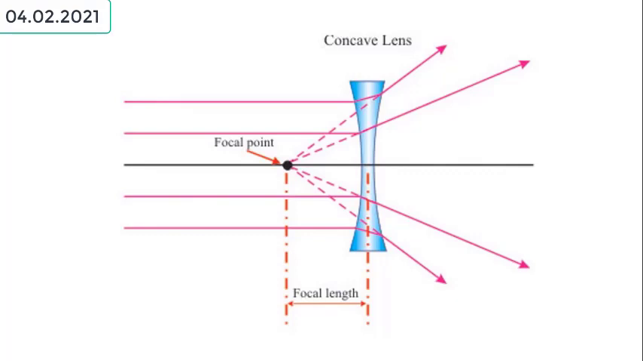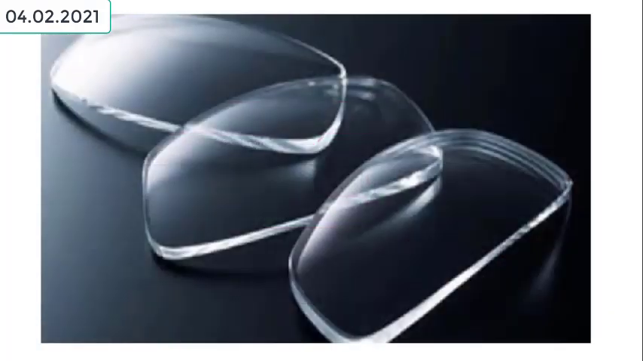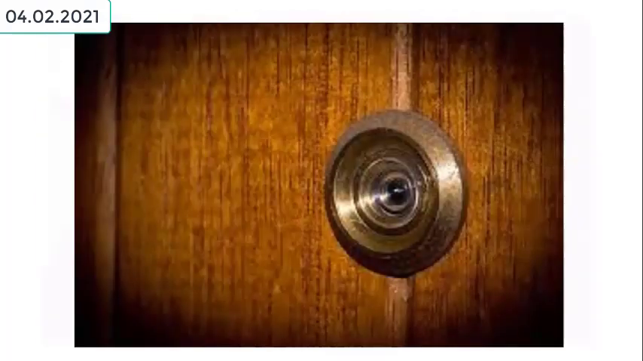The image formed by concave lens depends on the distance of the object from the concave lens. Concave lenses are used in the peepholes in the door of hotel rooms. Concave lenses are used in making spectacles also.